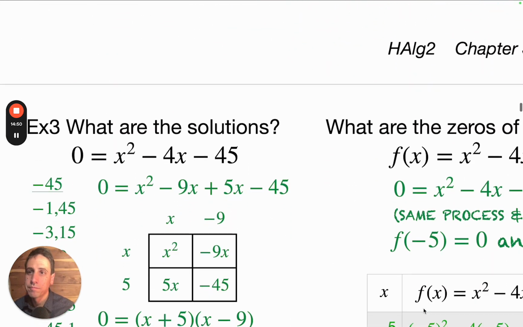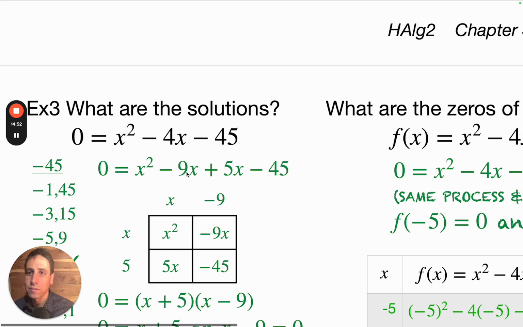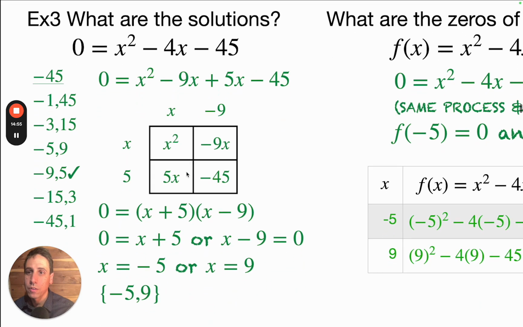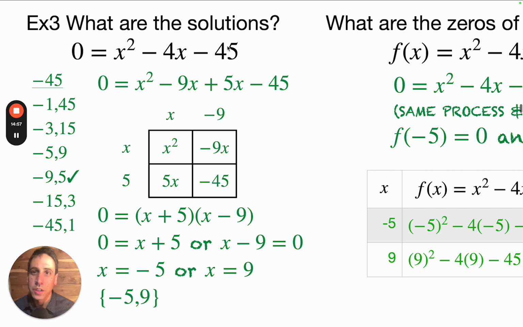What are the solutions? Here, let's do the same thing. You've got an equation you need to solve. Let's split the middle. Negative 45 has these factor pairs. Negative 1 times 45, negative 3 times 15, negative 5 times 9, negative 9 times 5, negative 15 times 3, negative 45 times 1. Look at this organized list. I can tell it's complete because it's organized.